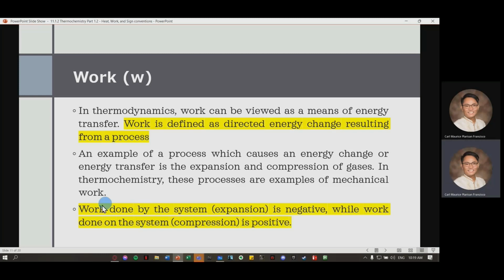Okay? Always remember, work done by the system is expansion, the sign would be negative, while work done on the system, or compression, is positive. Okay, so just like a quick review from the sign conventions. Expansion is negative, compression is positive.